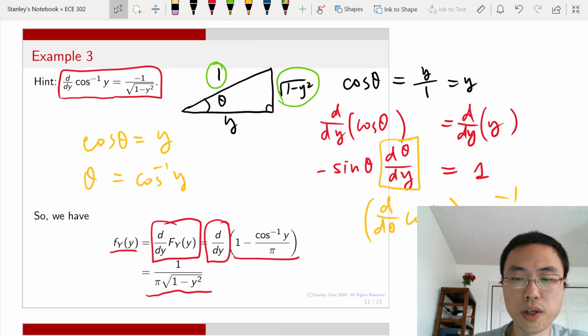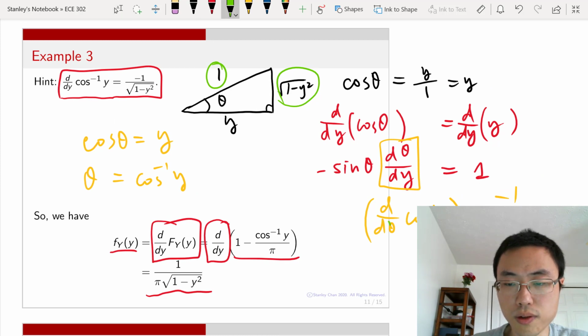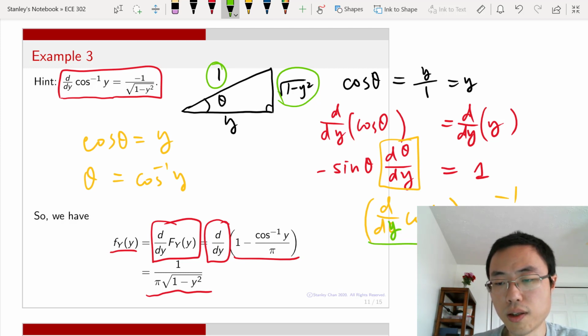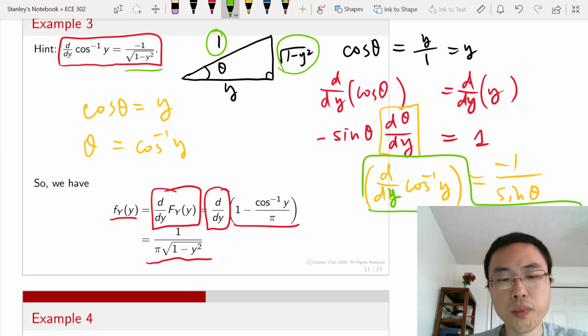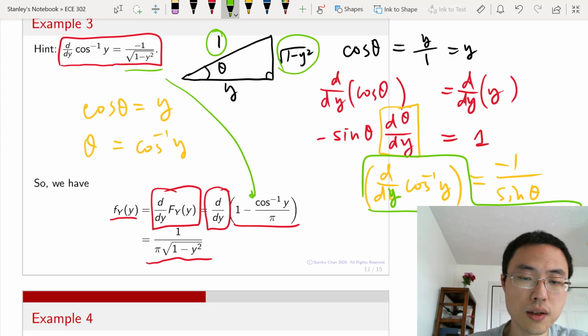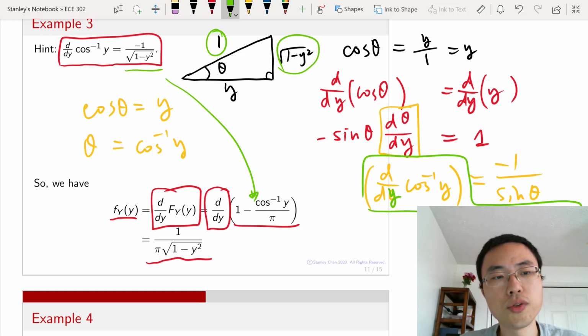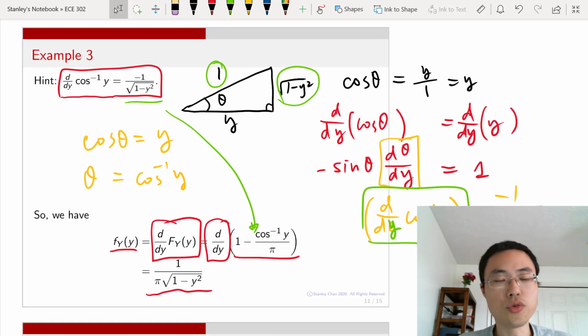Right, so now you go back to here. Go back to this equation here. You say, wait, what is the derivative of cosine inverse? Well, the derivative of cosine inverse is exactly this expression, which is right here. So now you can plug it in. You will get the answer. So this only involves some little trick in the calculus.